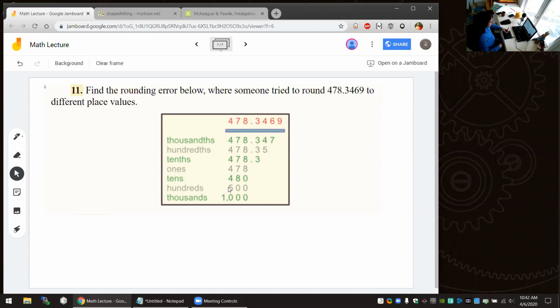So for hundreds, I would look at the hundreds. That was a bad circle. I would look at the hundreds, and then I would also look at what's next to it. Is 7 5 or more? Yes, so the 4 would become a 5. So hundreds is done correctly.